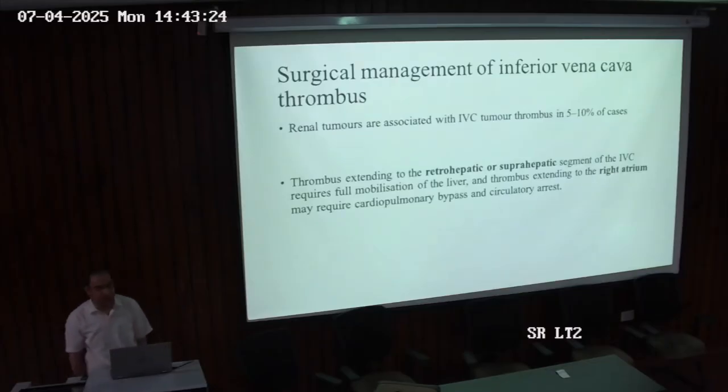Surgical management of IVC thrombus. Renal tumor is associated with IVC tumor thrombus in 5 to 10% of cases. Remember this percentage. If the thrombus extends into the retrohepatic and suprahepatic segment of the IVC, it requires full mobilization of the liver, an incision on the IVC, and removal of the thrombus. But if the thrombus extends up to the right atrium, it needs cardiopulmonary bypass.